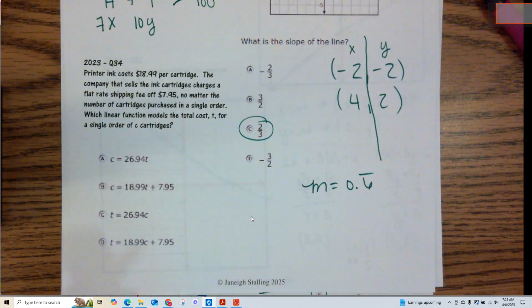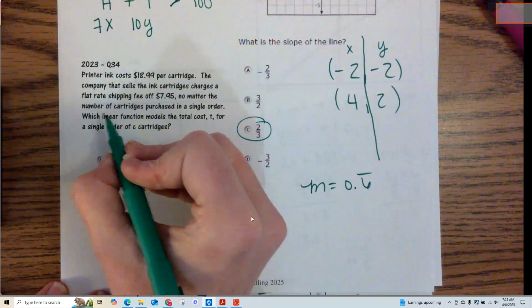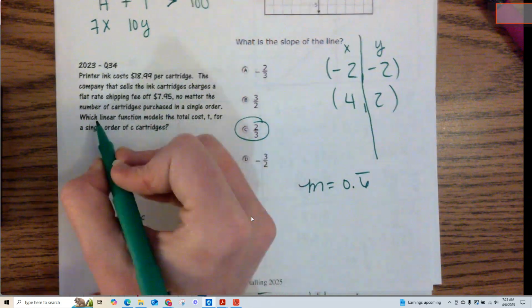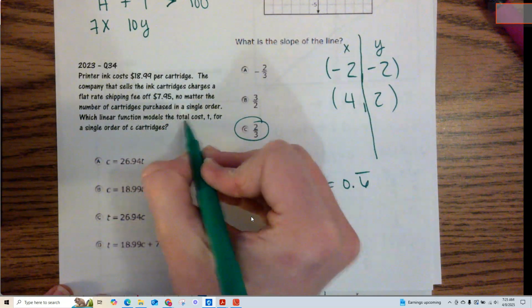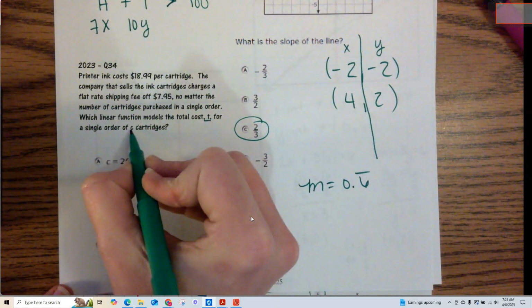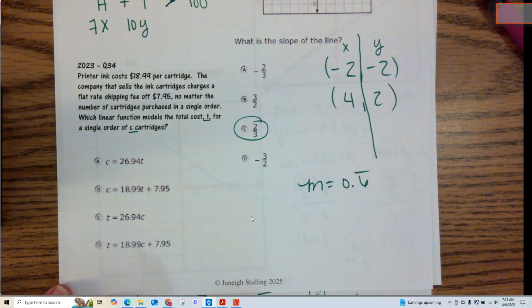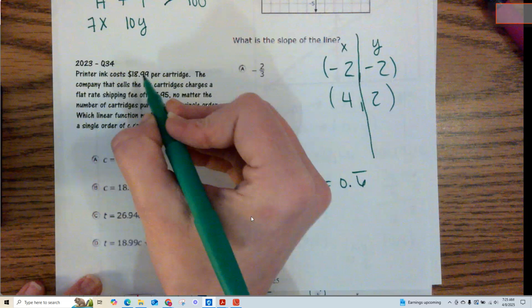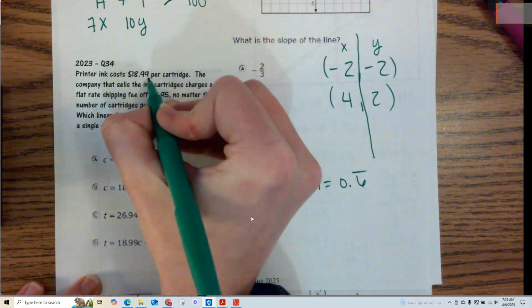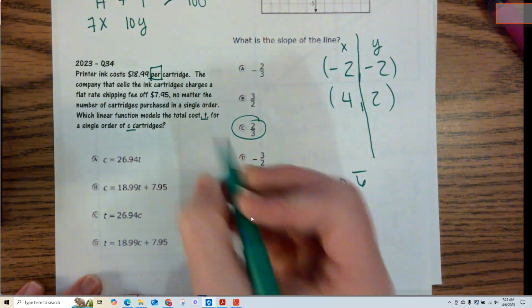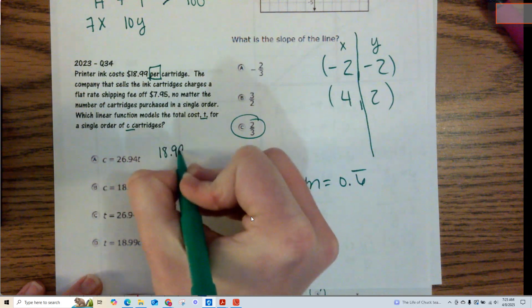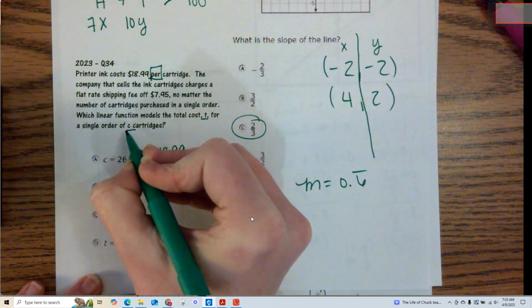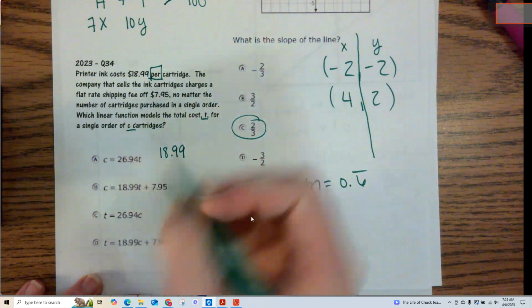All right, last one. Printer ink costs $18.99 per cartridge. The company that sells the ink cartridges charges a flat rate shipping of $7.95, no matter the number of cartridges purchased in a single order. Which linear function models the total cost, T, for a single order of C cartridges? All right, let's go back to the problem. Printer ink costs $18.99 per cartridge. Per is a multiplication word, meaning we're going to take the $18.99 and it's going to be multiplied by the number of cartridges.